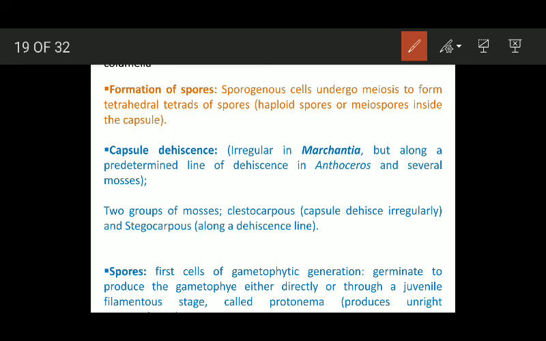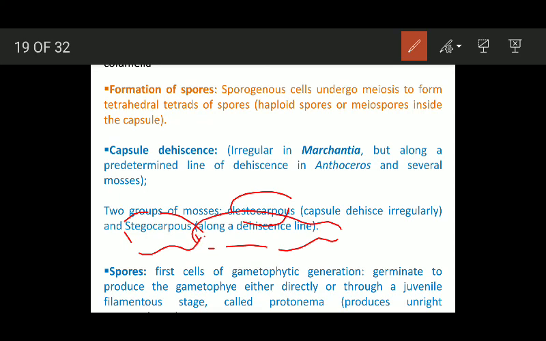And accordingly, there are 2 groups of mosses: Cleistocarpous mosses are those mosses where capsule dehisces irregularly, while Stegocarpous mosses are those mosses where the capsule dehisces along a line of dehiscence.